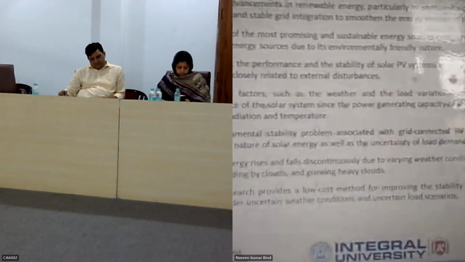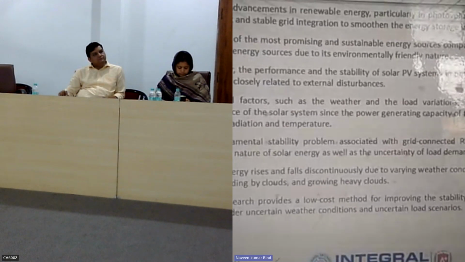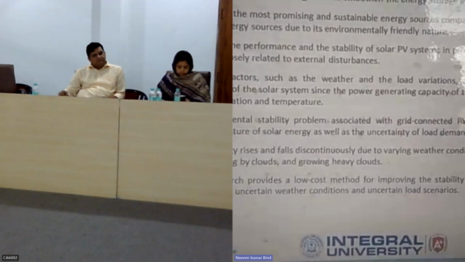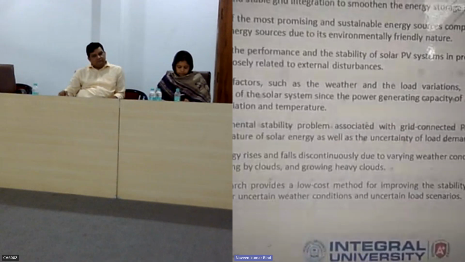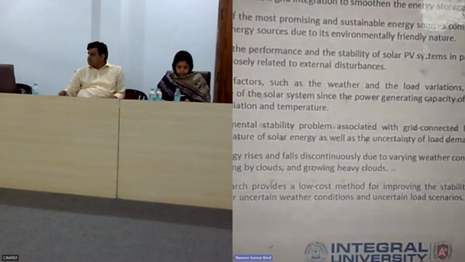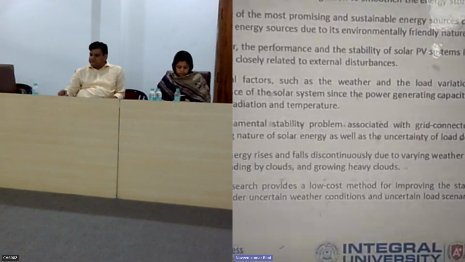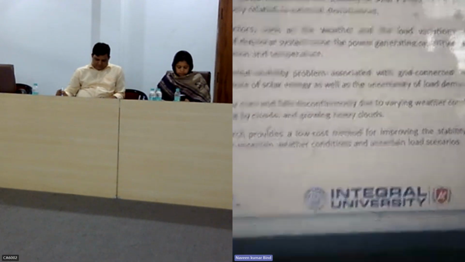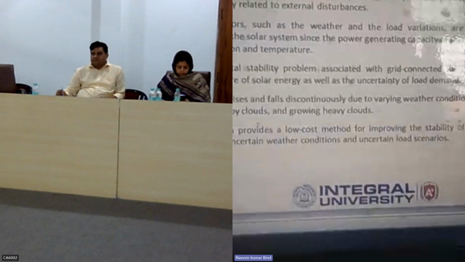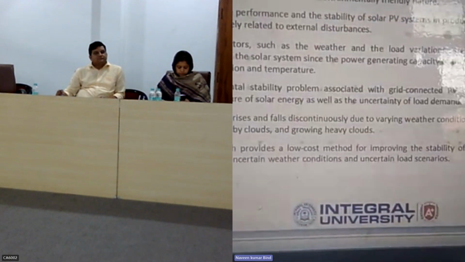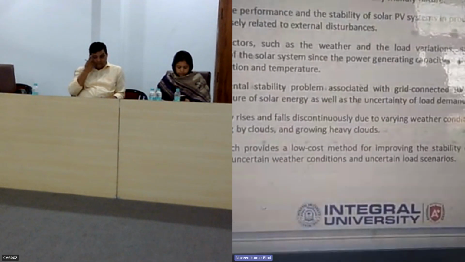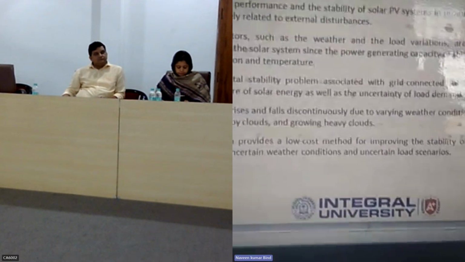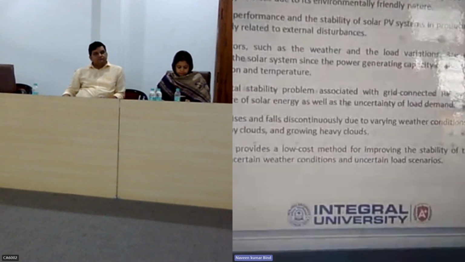Then the performance and the stability of producing clean and renewable energy are closely related to external disturbances that I have explained earlier, that means varying weather conditions and unknown load scenarios. That means on which type of load it is going to work. Because we know that solar energy rises and falls discontinuously due to varying weather conditions, including clear skies, partial shading by clouds, and growing heavy clouds.